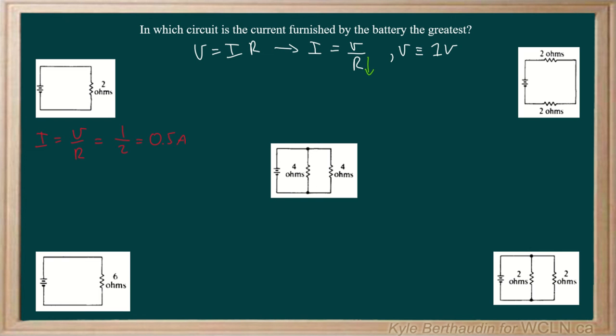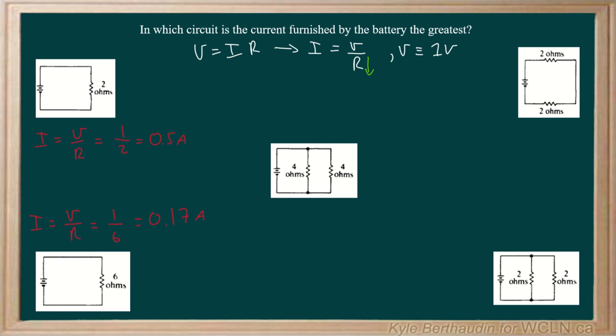Looking at the next circuit in the bottom left, same idea. We can use Ohm's law. Voltage divided by resistance. The voltage is 1, the resistance is 6, so we get a current of 0.17 amps.